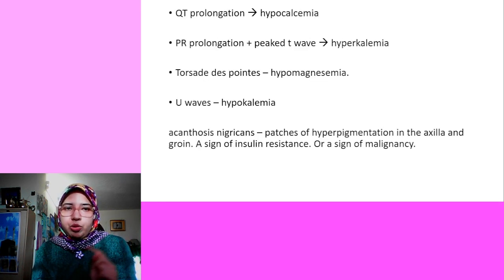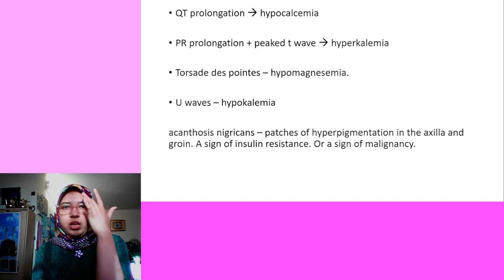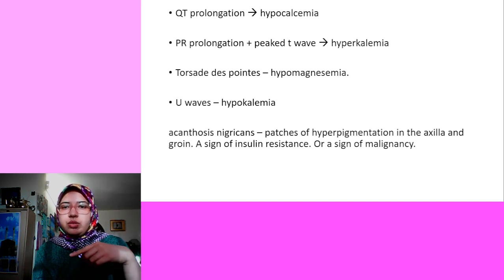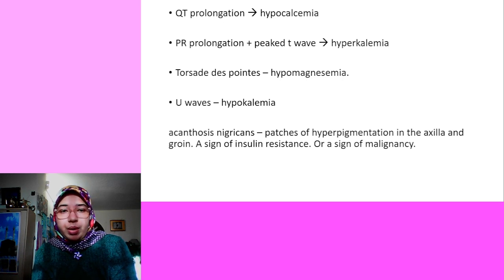Hypocalcemia, look for QT prolongation. PR prolongation plus peaked T wave, hyperkalemia. I remember hyperkalemia like if you're looking at the Eiffel Tower, so it's like a peaked T wave. That's how I remember hyperkalemia. Torsades de pointes is hypomagnesemia. U waves is hypokalemia.